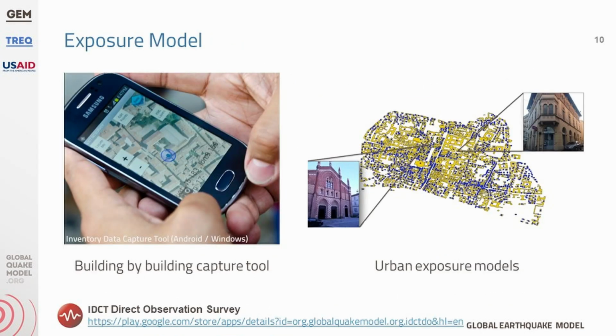The way we capture the attributes required for an exposure model varies depending on the amount of items exposed and the size of the study area. At the urban or city scale level, it may be feasible to carry out a detailed survey and obtain the occupation, value, location, and structural attributes from the direct inspection of each structure. The GEM Foundation has developed the IDC tool, or Inventory Data Capture tool, to carry out surveys during field inspections. It is currently available for devices using the Android and Windows operating systems.